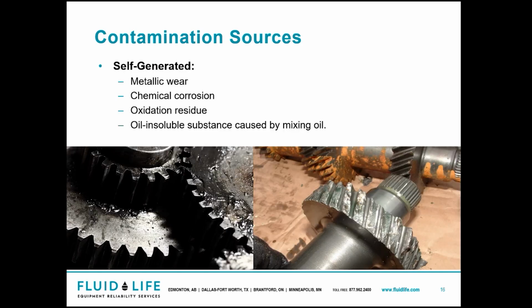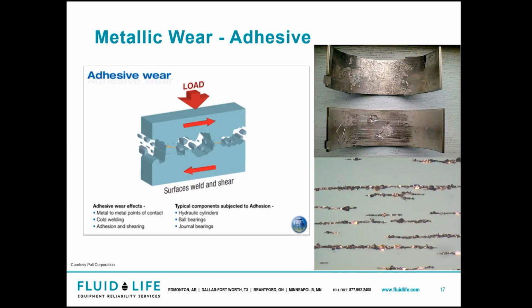So the main ones we typically see will be some sort of metallic wear, chemical corrosion, oxidization residue, and oil-insoluble substance caused by mixing of oil. So I could go on with all these types of metallic wear for an entire training course, and I could fill your ears with metallic wear knowledge for 2 days. My background is metallurgy, and I am going to talk about it for about 2 minutes per slide.